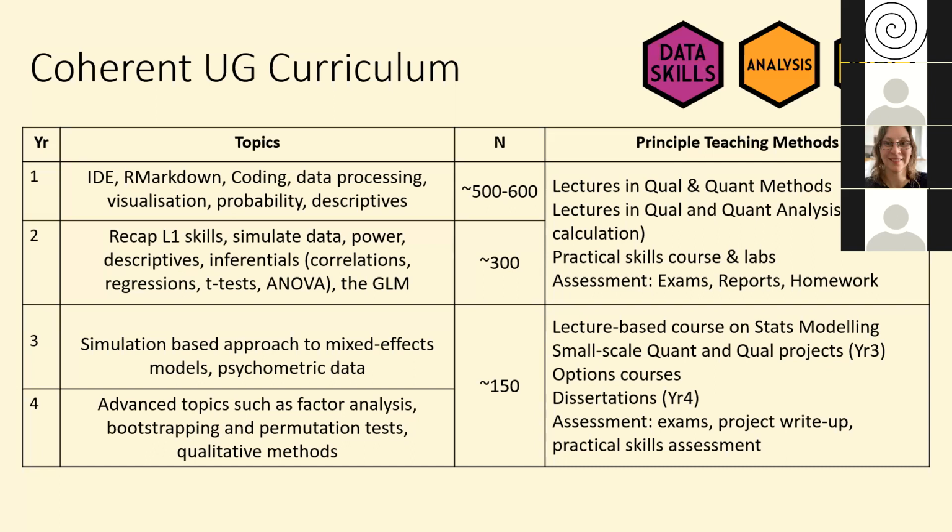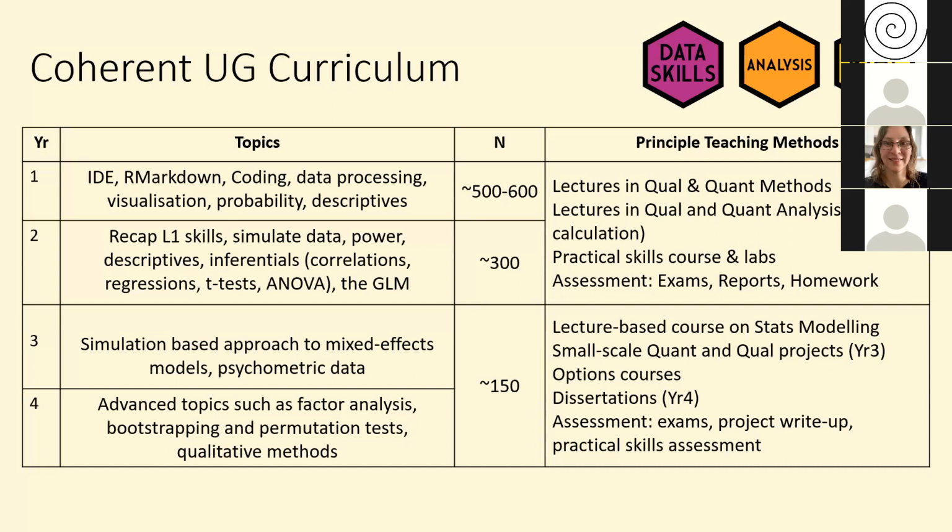In year 2, we recap those level 1 skills. That's the practice element: we're not assuming that you know it all just after 1 year, so we go back and practice these things again and again. They learn a little bit about simulating data, but not a lot. That comes more in their level 3 course. They learn about descriptives and inferentials, which include correlations, regressions, t-tests, ANOVA, and also chi-square. And we really focus on teaching the GLM, the general linear model.